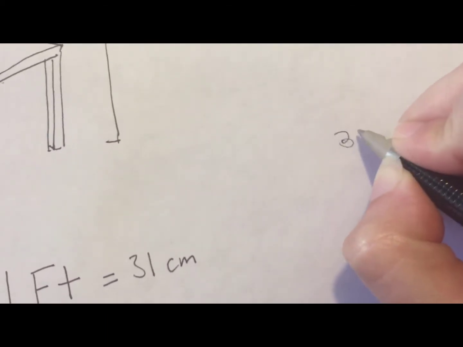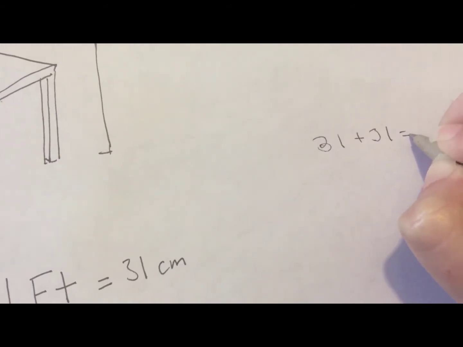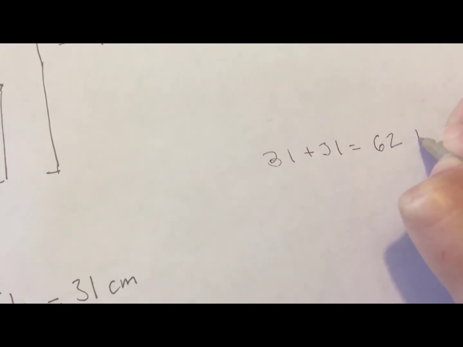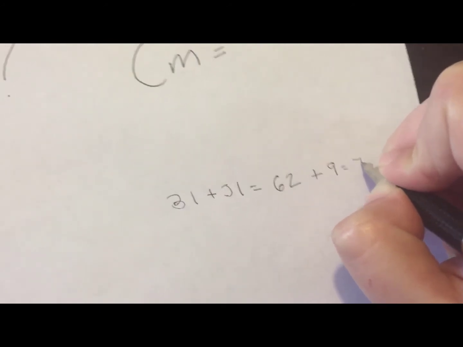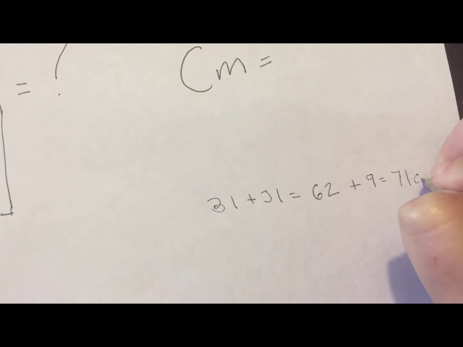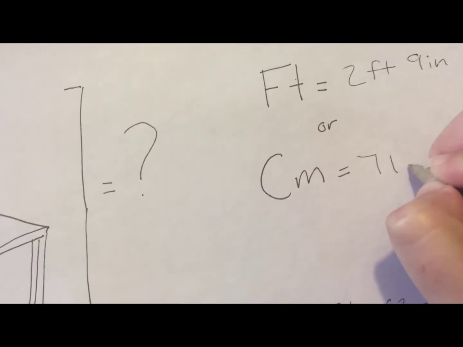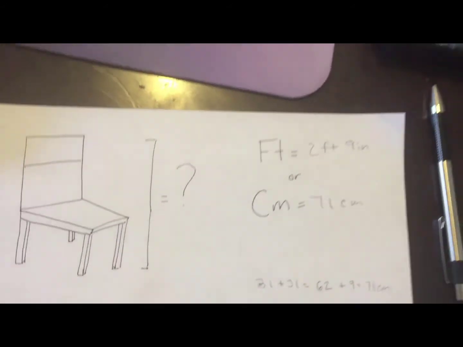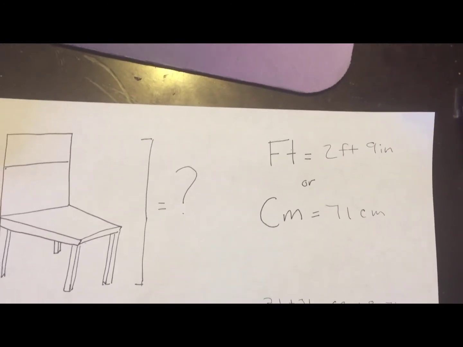if we add 31 plus 31, what do we get? We get 62. 1 for each foot. And then we add the 9 extra inches, and we get 71 centimeters. 71 centimeters. All right, so now that we've done that, my question to you is, do these two numbers really represent the same distance?